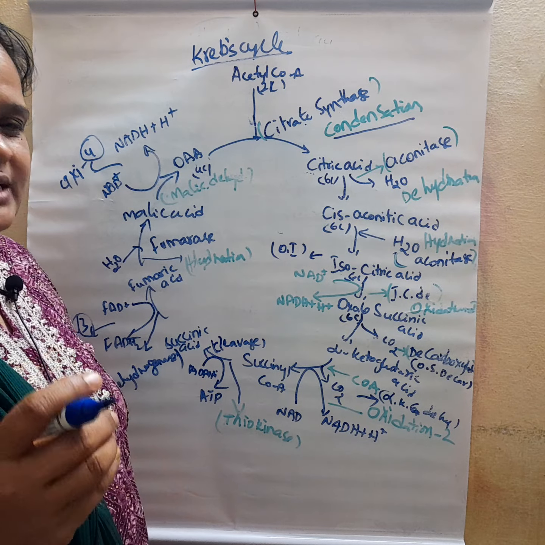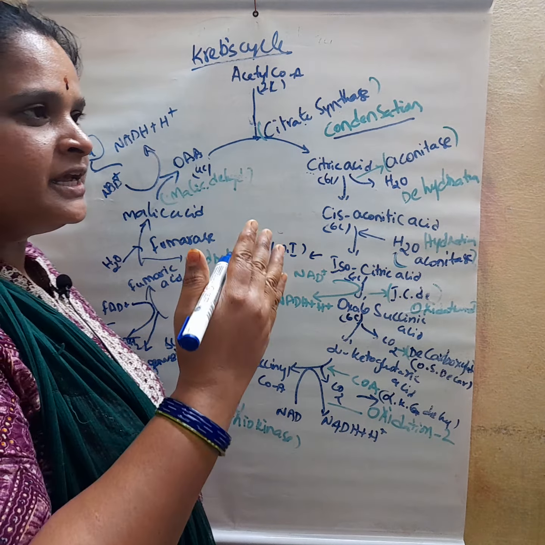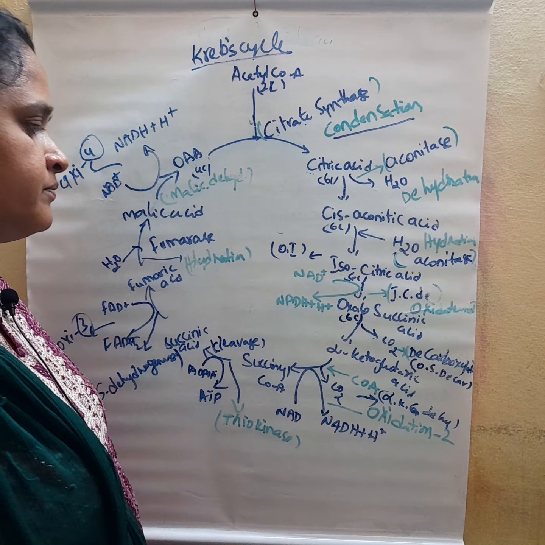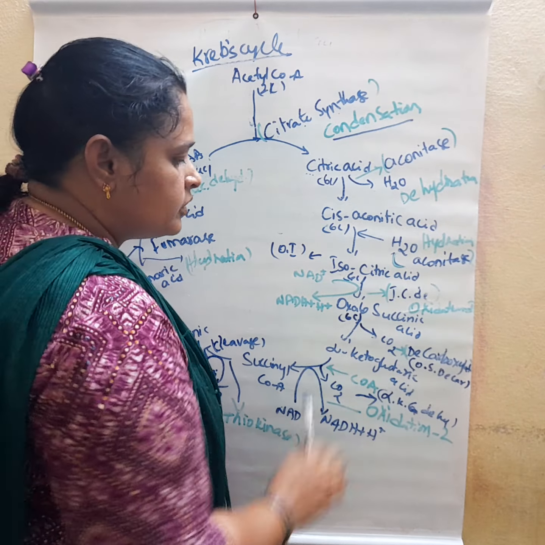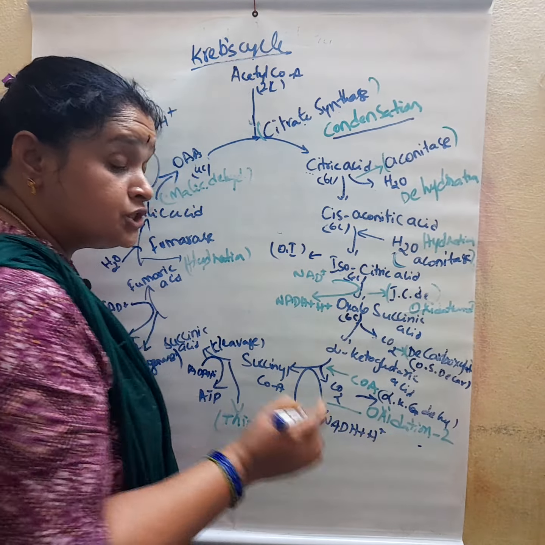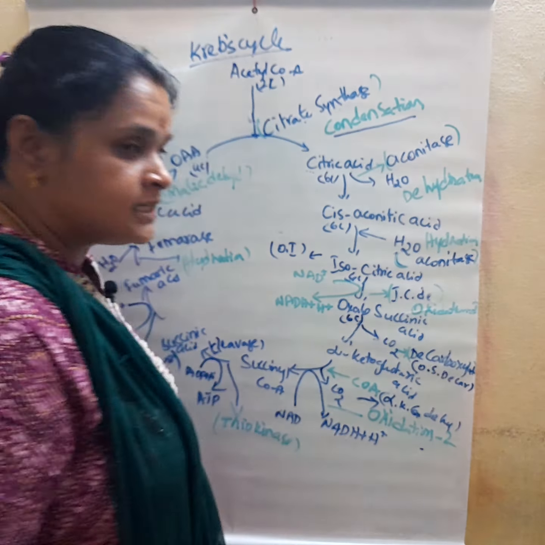Decarboxylase. "-ase" is the suffix used for enzyme names, and for the reaction you just add it and simply write the enzyme name. Okay, alpha ketoglutaric acid. Now this alpha ketoglutaric acid undergoes oxidation 2, and here also decarboxylation takes place.